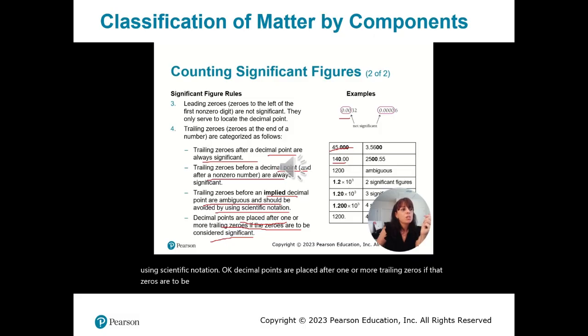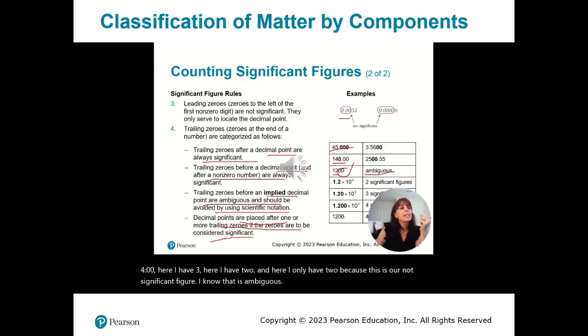Okay? So here I have 4 significant figures because it's before the decimal point over here. Here I have 4, here I have 3, here I have 2, and here I only have 2 because these are not significant figures. I know that is ambiguous, right?